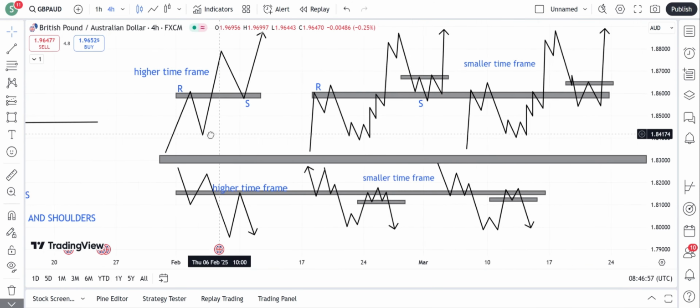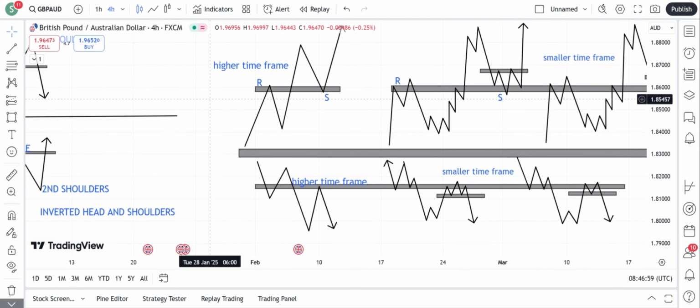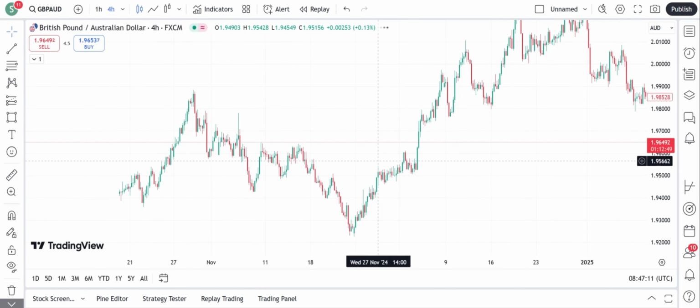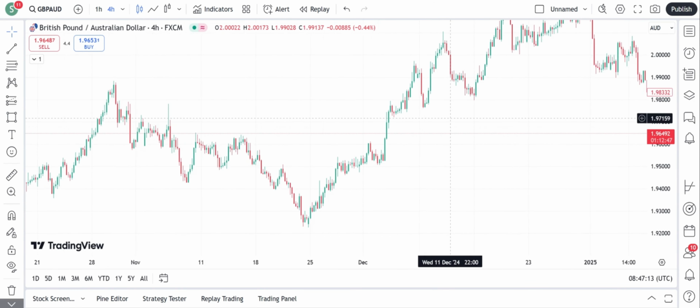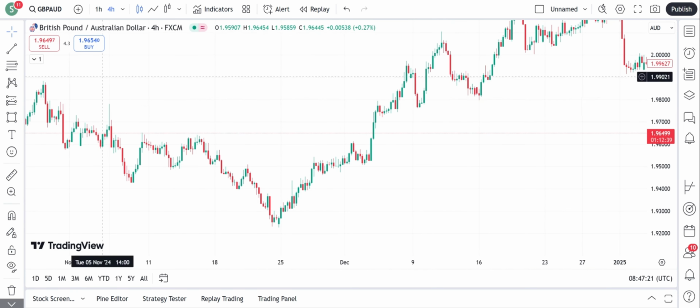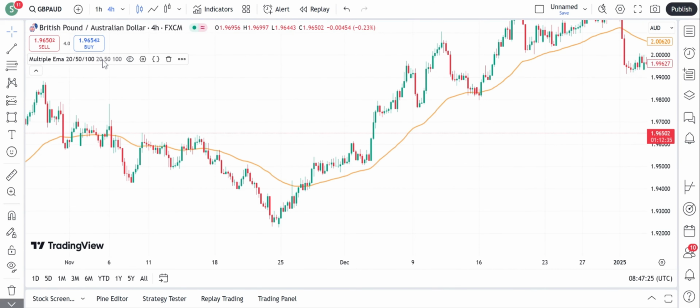So let's go to the live market to see different examples. Let's say for example we have GBP AUD. One thing you can also add as extra confluence. What we mean by confluence is combining different features to help build more confidence in your trade. For example, we can add a moving average. Let's say we add a moving average of 50. This is a 50 moving average here.